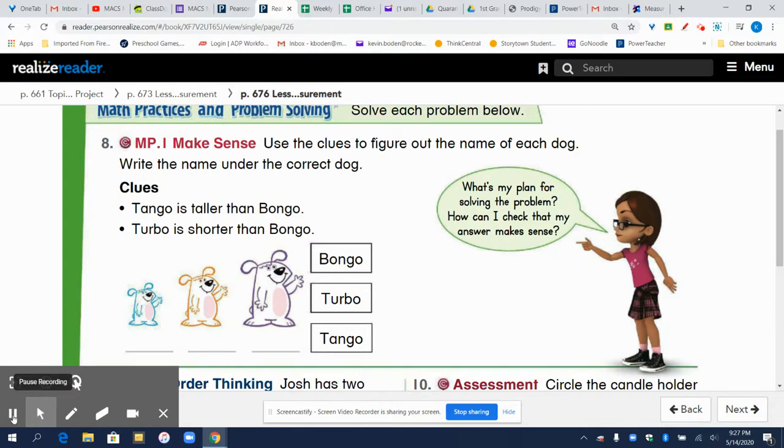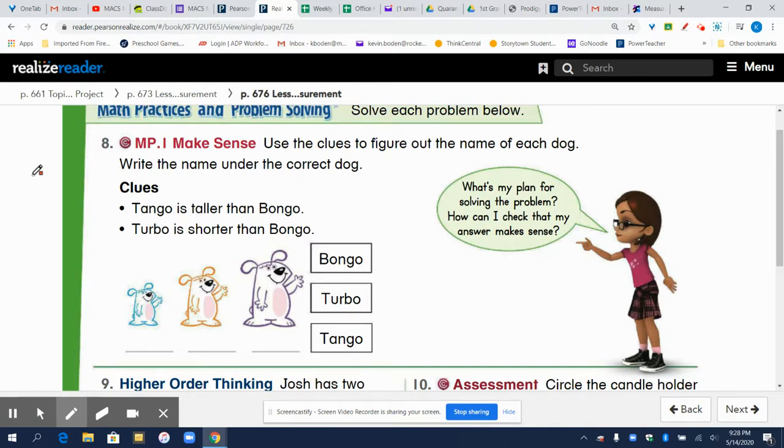These kind of questions are always tricky because it's like a riddle. You have to use the clues to figure out the name of each dog. Write the name under the correct dog. So that's what we're going to try doing now and try our best. So I see 3 dogs, and it says Tango is taller than Bongo. All right. Tango is taller than Bongo. So one of those dogs is Tango. One of them is Bongo. But guess what? Turbo is shorter than Bongo.